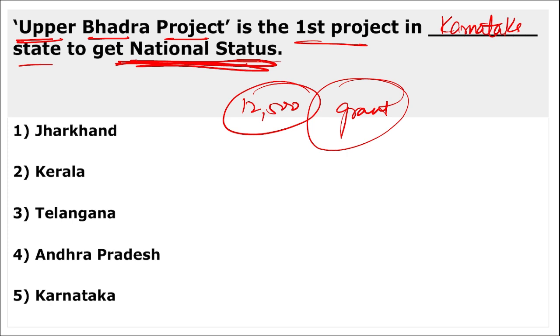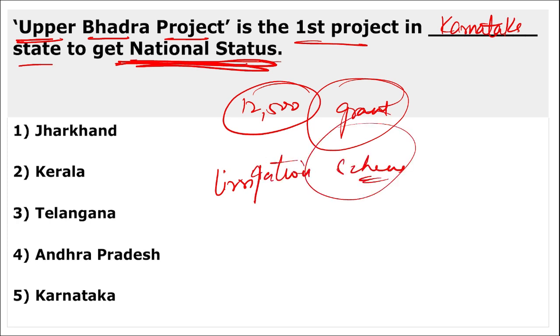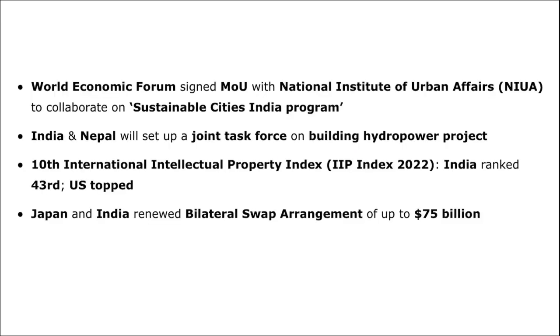Highly important, mark this. Alright, if we talk about this project, Upper Bhadra project is a major lift irrigation scheme under implementation in the central region of Karnataka state, which is being undertaken by Vishwesvaraya Jala Nigam Limited. So coming back, this Upper Bhadra project got the national status, got a grant of 12,500 crore rupees, and it is of which state? It is of Karnataka. Highly important.